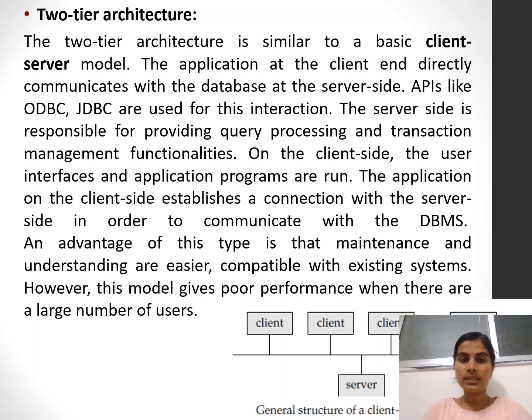APIs like ODBC and JDBC, Java Database Connectivity, are used for this interaction. The server side is responsible for providing query processing and transaction management functionality. On the client side, the user interfaces and application programs are built. The application on the client side establishes a connection with the server side in order to communicate with the database management system. An advantage of this system is that maintenance and understanding are easier and it is compatible with existing systems. However, this model gives poor performance when there are a large number of users.